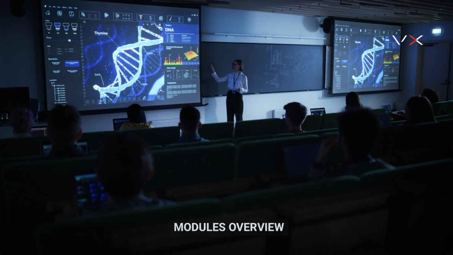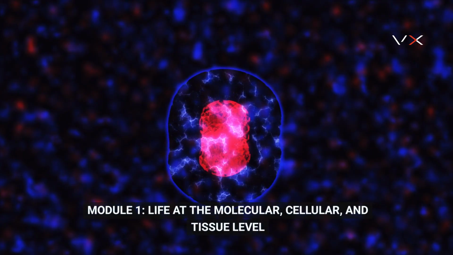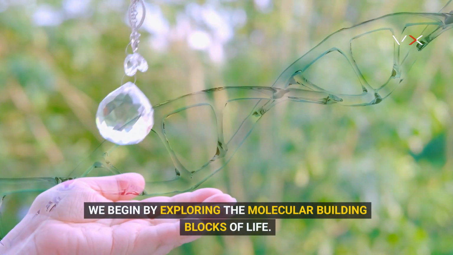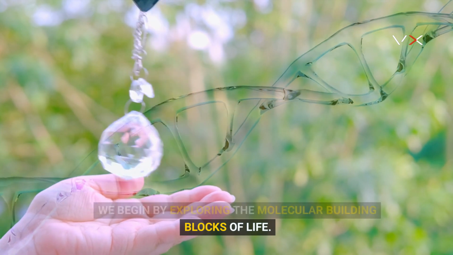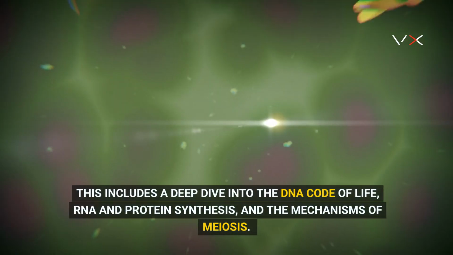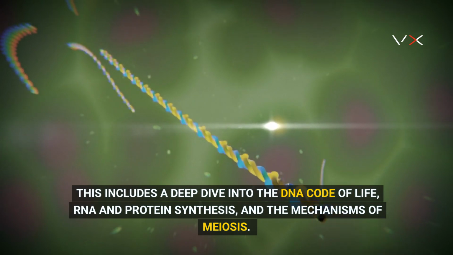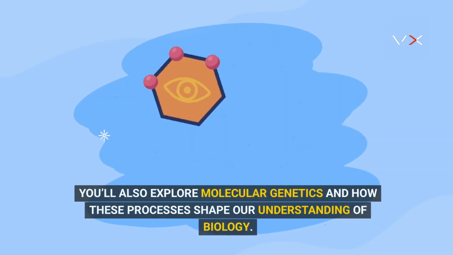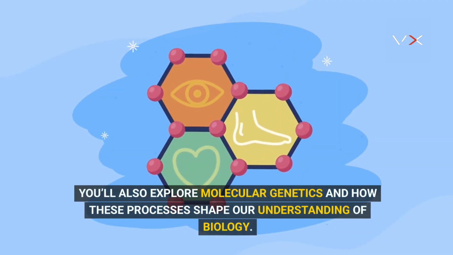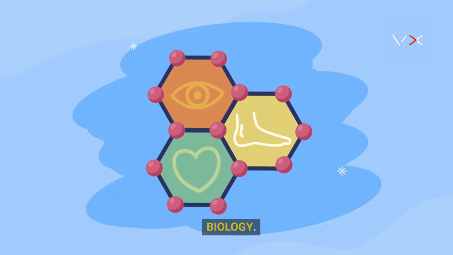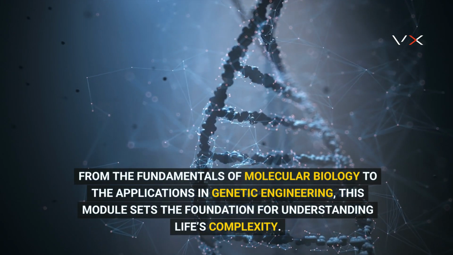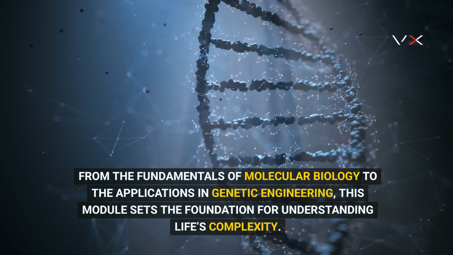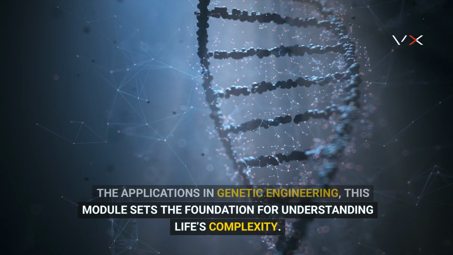Modules overview. Module 1: Life at the molecular, cellular, and tissue level. We begin by exploring the molecular building blocks of life. This includes a deep dive into the DNA code of life, RNA and protein synthesis, and the mechanisms of meiosis. You'll also explore molecular genetics and how these processes shape our understanding of biology. From the fundamentals of molecular biology to the applications in genetic engineering, this module sets the foundation for understanding life's complexity.